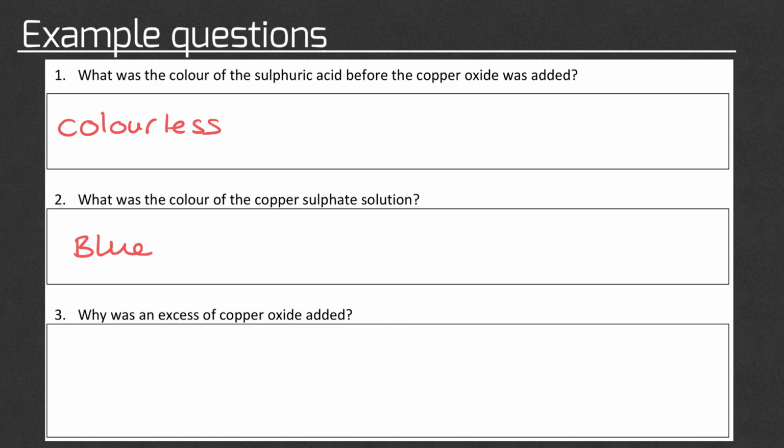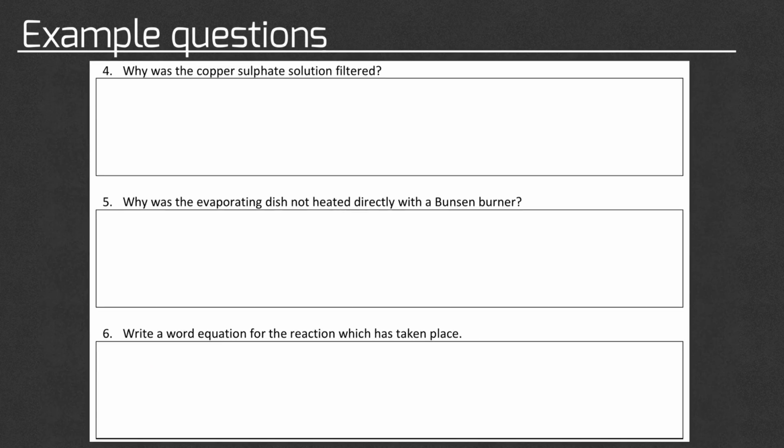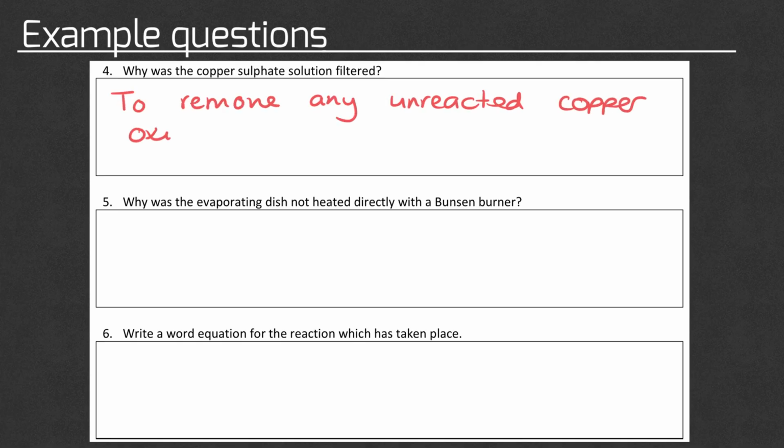Question 3, why was an excess of copper oxide added? To ensure all of the sulfuric acid reacted with the copper oxide. Remember, an excess means adding more than you need. Question 4, why was the copper sulfate solution filtered? And this was to remove any unreacted copper oxide.